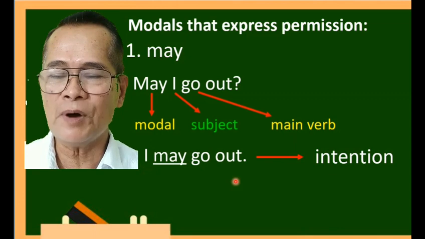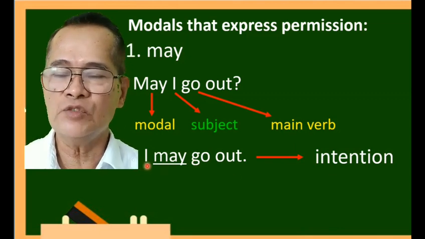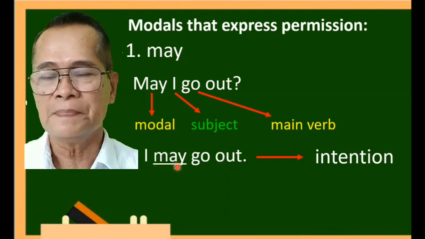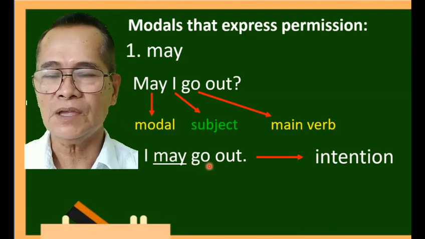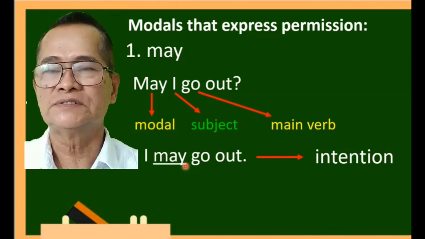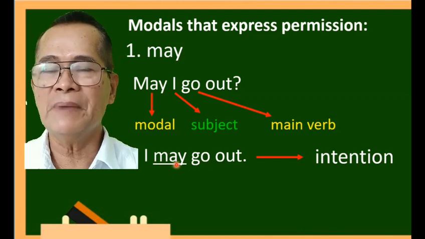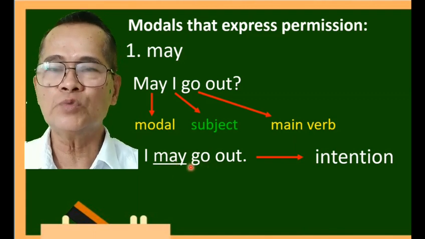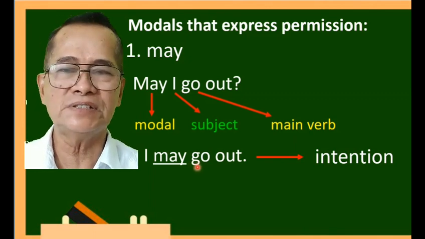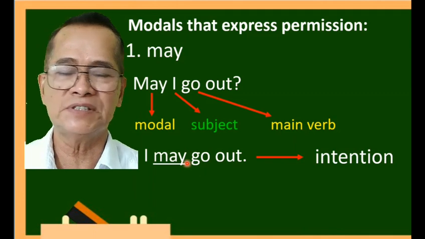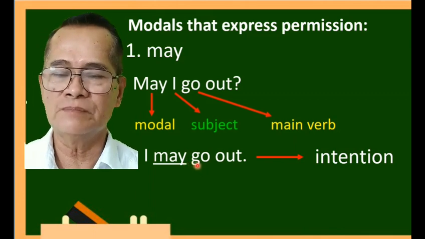Now, in the second example, we began our sentence with the subject I, followed with the modal may, and then followed with the main verb go. By the way, when we use a modal, the modal is always followed by the main verb, particularly the root word of the main verb, like this one, go. It is not a participle, present participle, or past participle. No, it is not. It is the root word of the main verb, go.